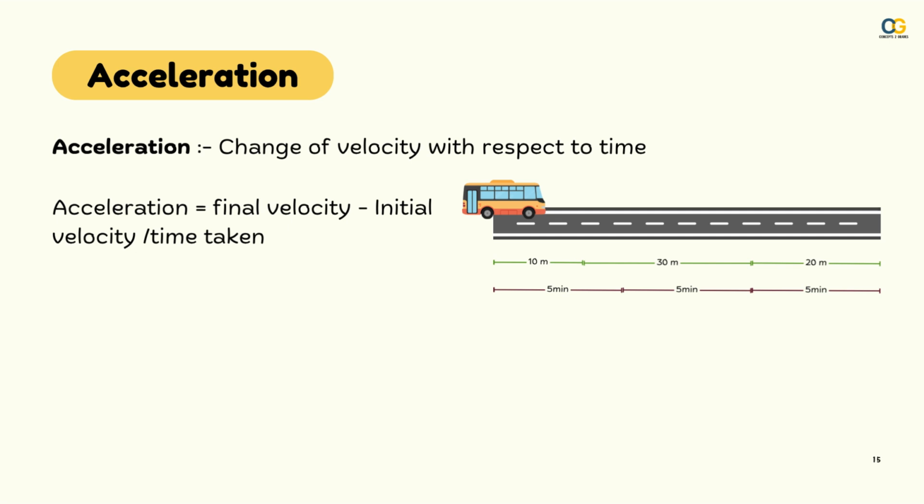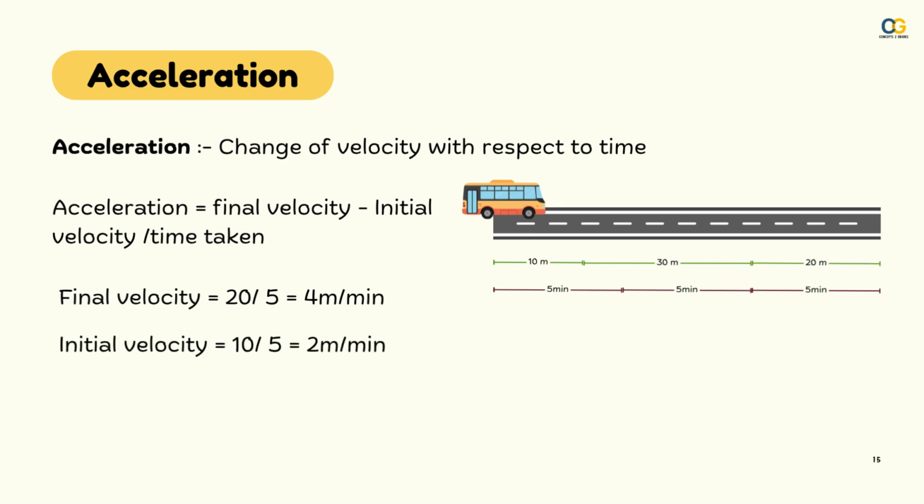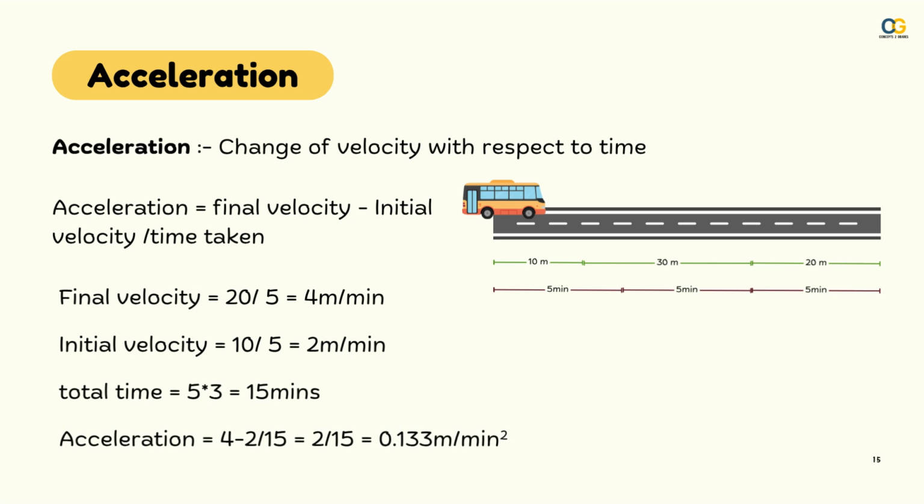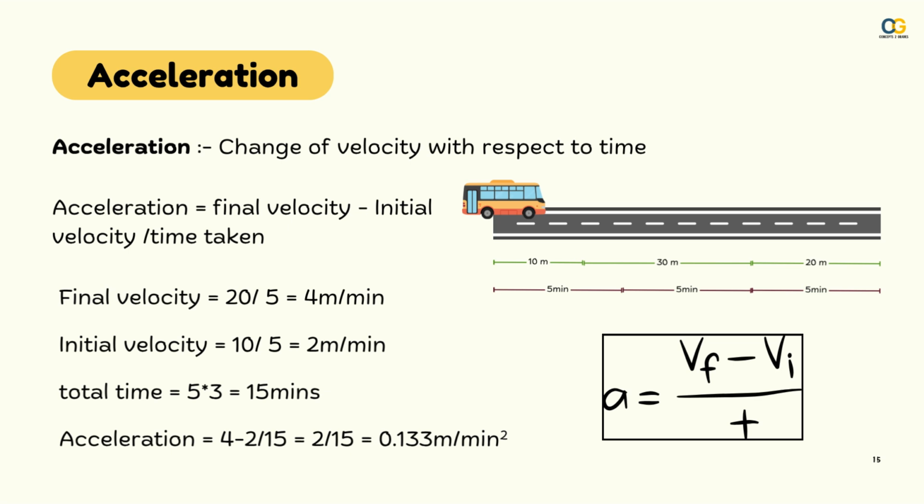So in this case, the final velocity was 20 meters in 5 minutes, that is 4 meters per minute. And the initial velocity was 10 meters in 5 minutes, which is 2 meters per minute. And the total time taken was 5 into 3, which is 15 minutes. The acceleration is given by 4 minus 2 by 15, which is 0.133 meters per minute square. So acceleration is given by final velocity minus initial velocity by the time taken. Let us solve an example to understand this better.